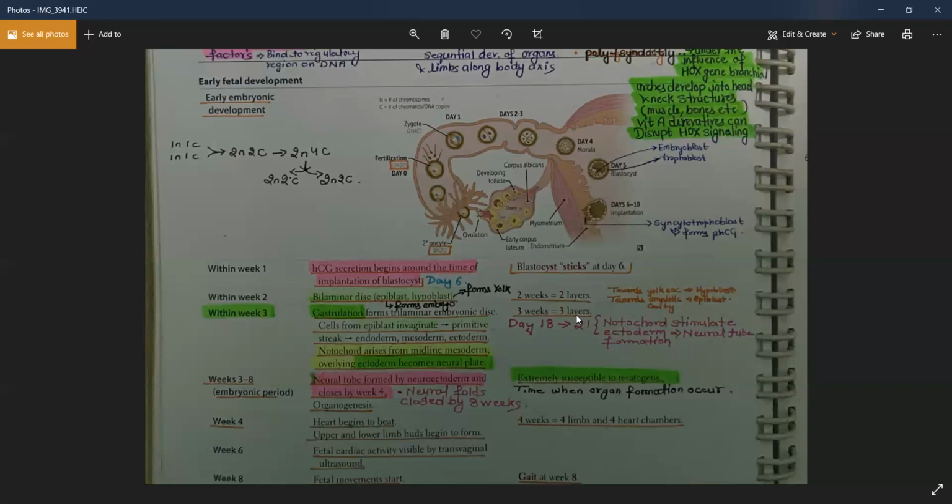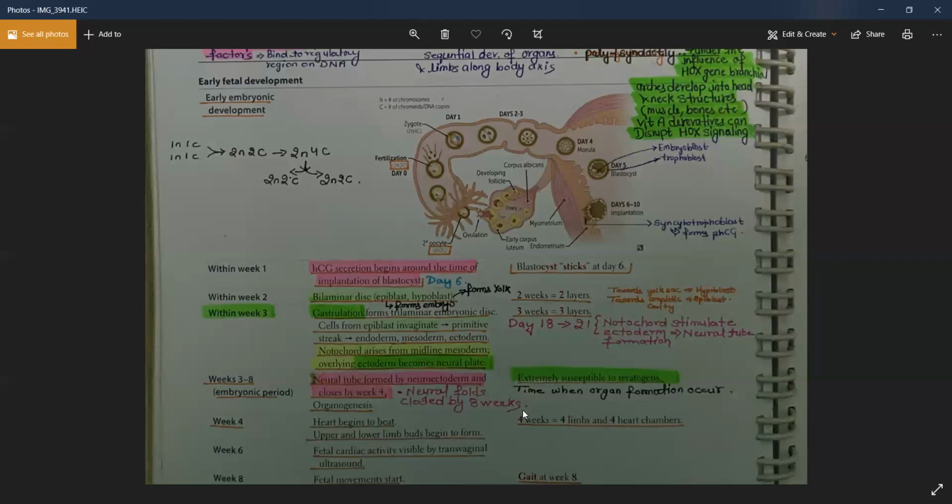But please note that up to week 3, that means at day 21, you only have a development of the neural tube. The neural folds are still open. Now after week 3, the neural folds start closing, and up to week 8, you have a full closure of the neural folds. If the neural folds did not close up to week 8, what will you have?